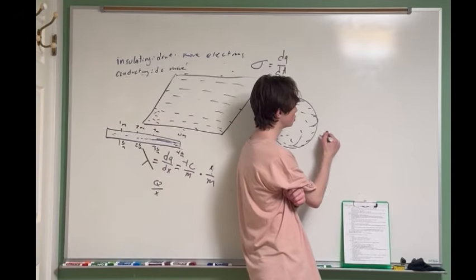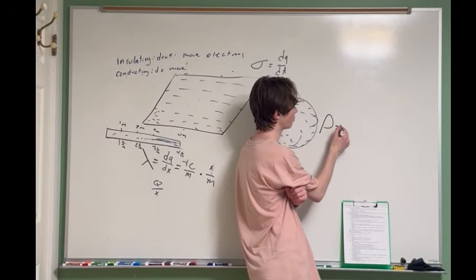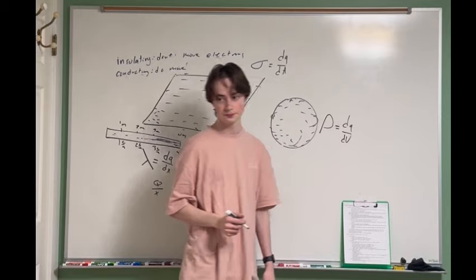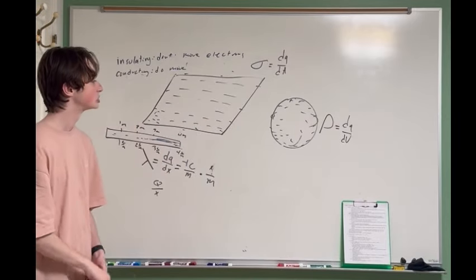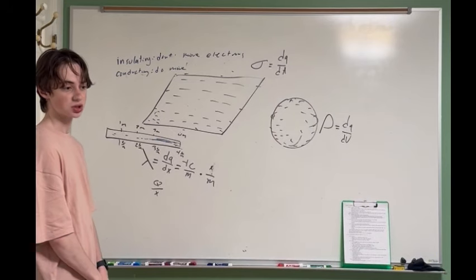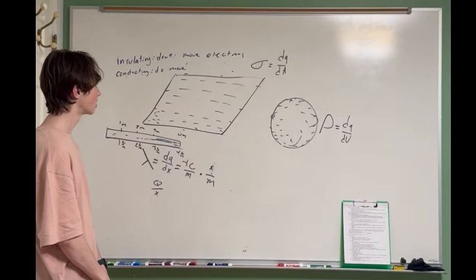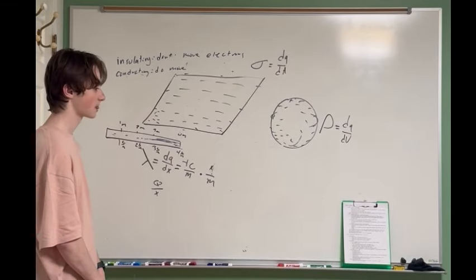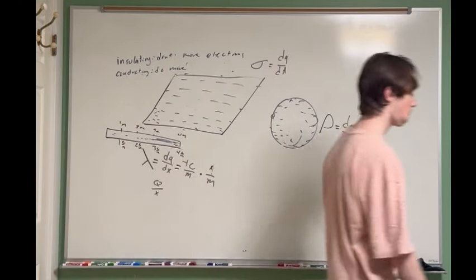The last charge distribution is volumetric, which is a rho, equal to dq dV. These are the same symbols as mass distributions, which you might know from mechanics, but you just use them in context.